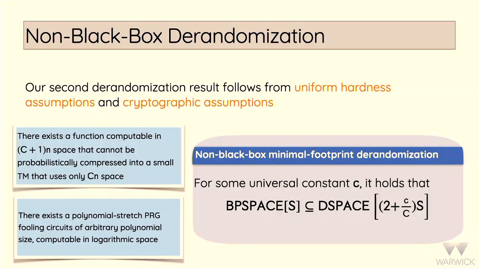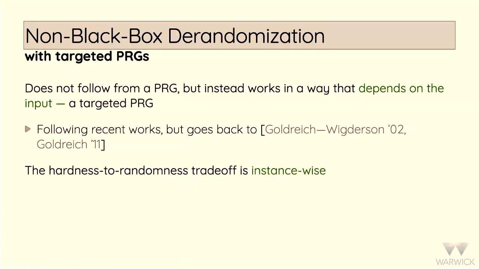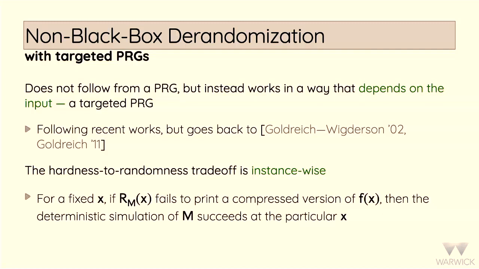Okay. So this is another set of assumptions under which we get C equals 2. Good. Now this does not follow from a PRG, but rather from a targeted PRG. And we've heard of targeted PRGs on Monday, and also about instance-wise randomization, right? In the sense that for a fixed X, if any attempt to compress fails, then the de-randomization succeeds on this particular X.